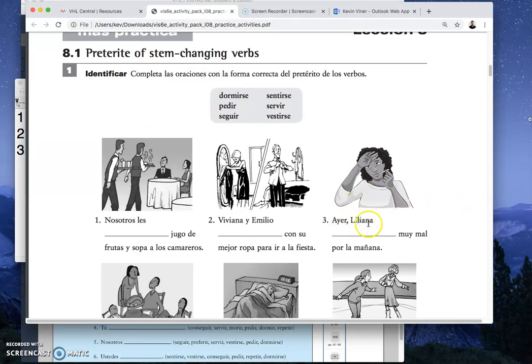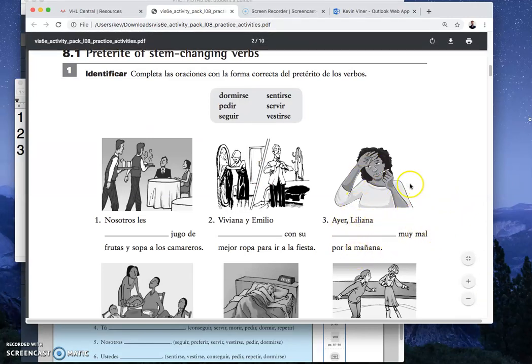Here we have ayer Liliana blank muy mal por la mañana. So it looks like she doesn't feel well. Hopefully she doesn't have the coronavirus. Too soon? Too soon? All right, fair enough.